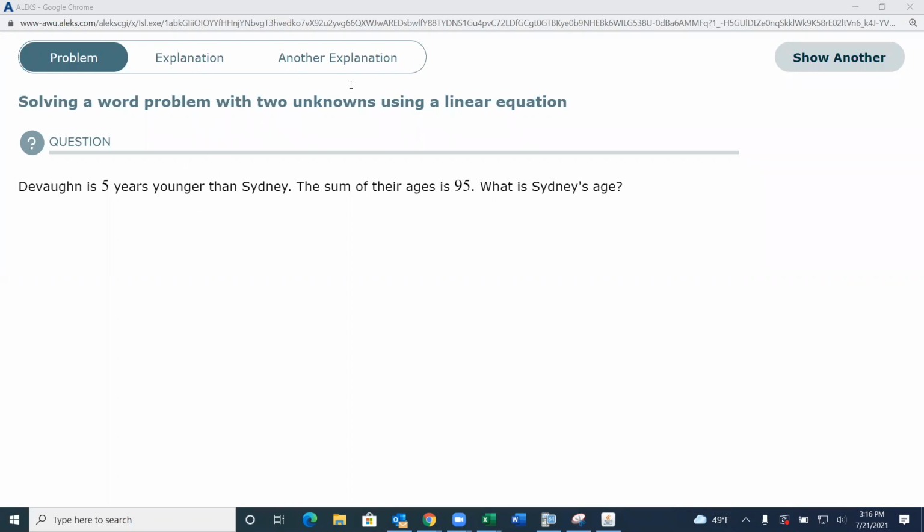Now, on this one, Devon's age is being compared to Sydney's. In other words, Sydney's age is kind of like our baseline. That's what we're comparing things to. Therefore, there are two main ways to do this, and the easiest way is to call Sydney's age x. Now, if Sydney's age is x, then what would Devon's age be? Well, it says Devon is 5 years younger, so Devon would be Sydney's age reduced by 5 years.